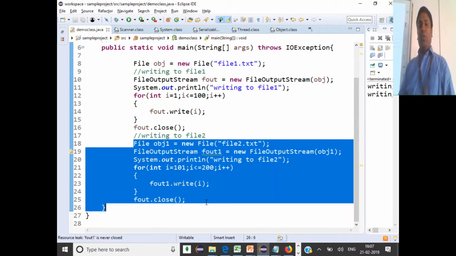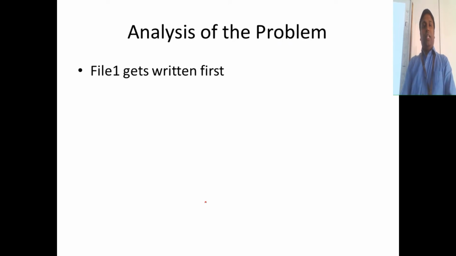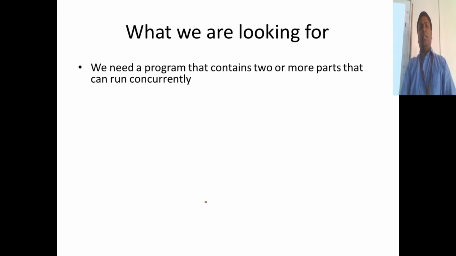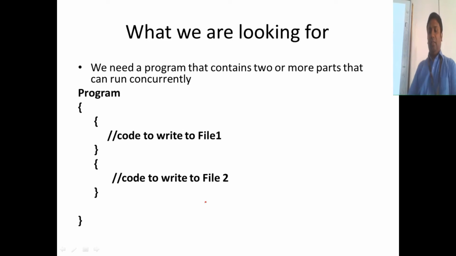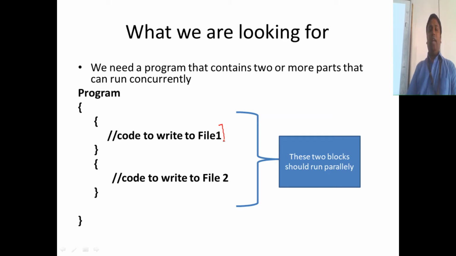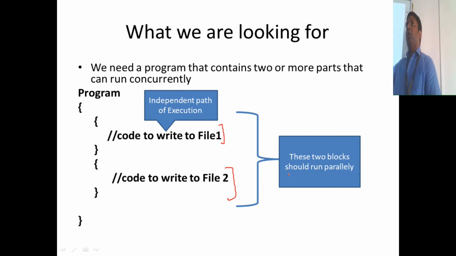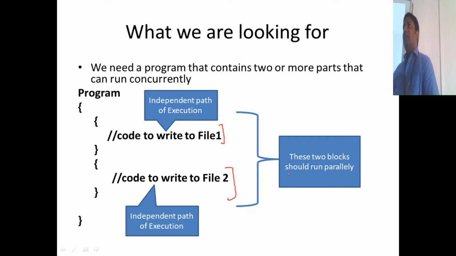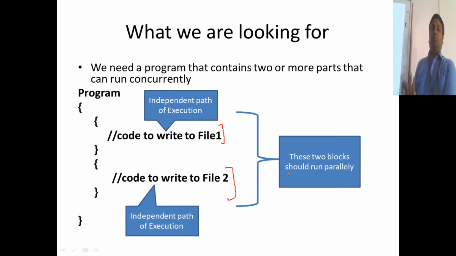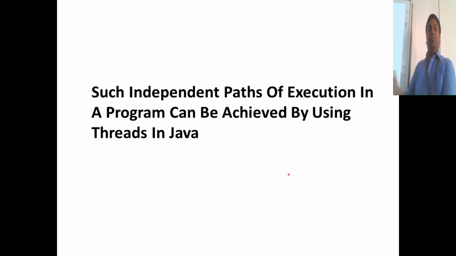So what are the two parts we want to run simultaneously here? Some analysis. We want to write this part, writing to file 1 and file 2. These two blocks should run parallelly. So this block should be an independent path of execution, writing to file 1. This one should be totally independent from this one. So we have two independent paths that we are going to create that will execute and complete. So how do we create these parts in a program that can run concurrently? We have to use the concept of threads.